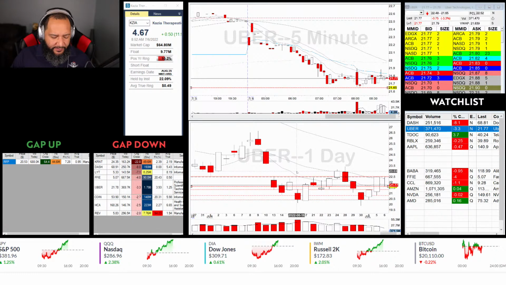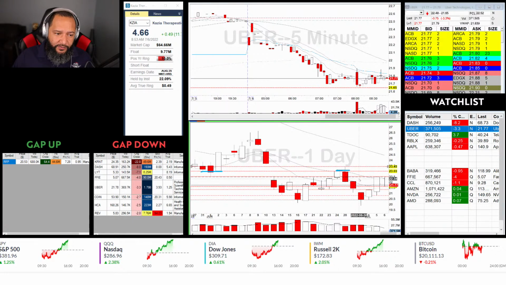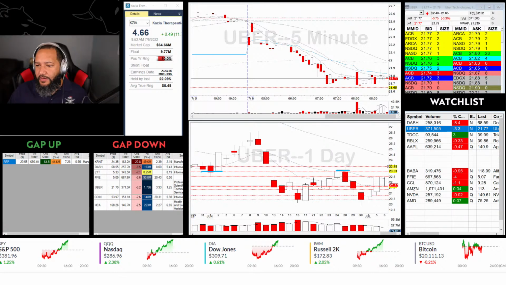Above this, we do have an area around, I'm going to mark 23. So 23, a couple of days showing support here, a little bit of resistance here as well. And then your next above this is 23.45. Again, for Uber to move within this range, it's got to be a real big catalyst, a real big movement. They tend not to do that for the most part. So we'll see what happens today.